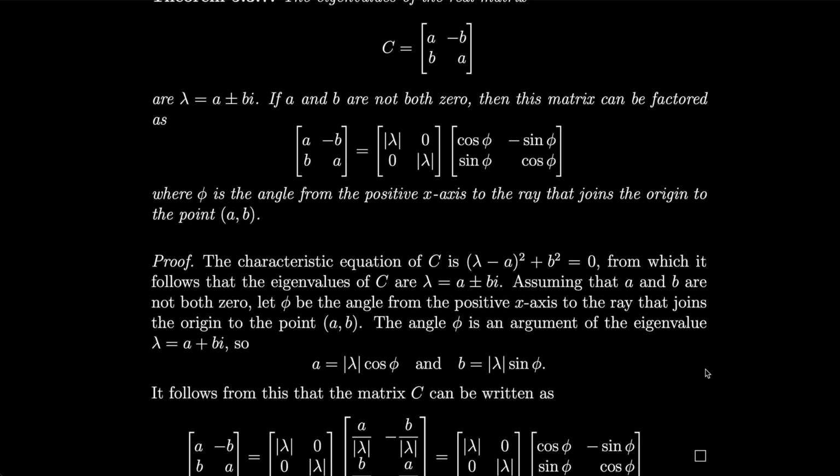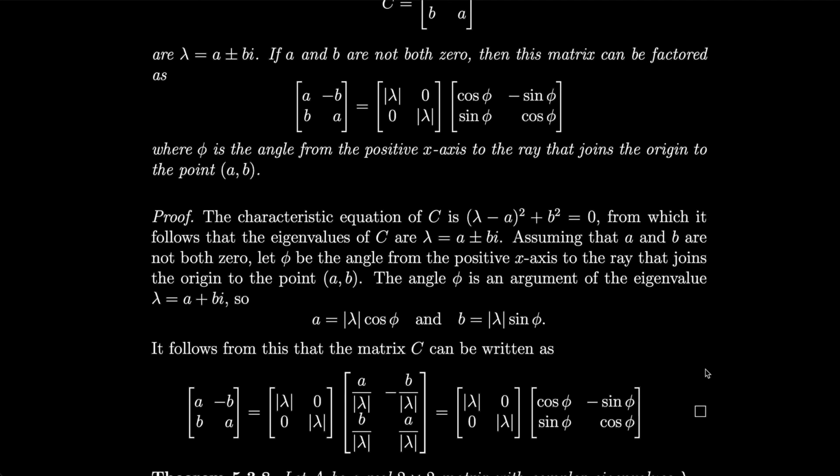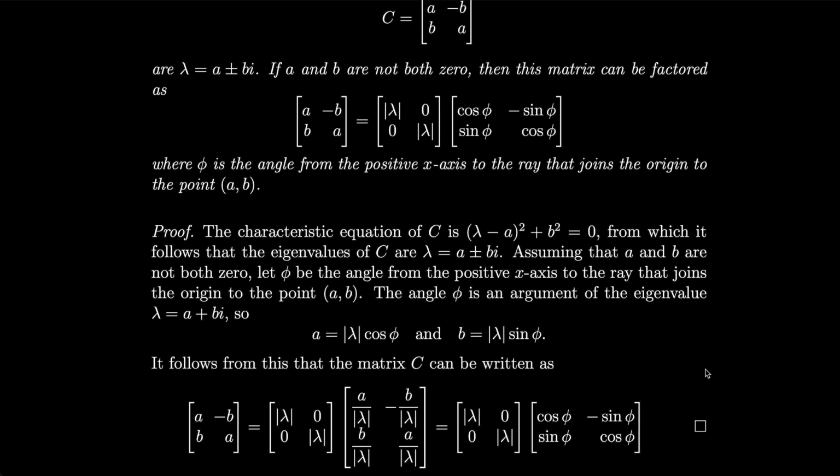So we can write the matrix C as this thing right over here. But then, like we said, a is equal to absolute value of lambda cosine phi, so we just replace that with a. We cancel the lambda because lambda is not 0. And we just end up with exactly what we wanted to prove.